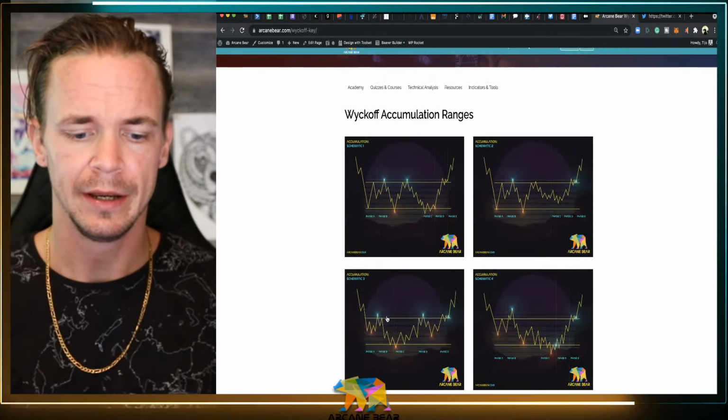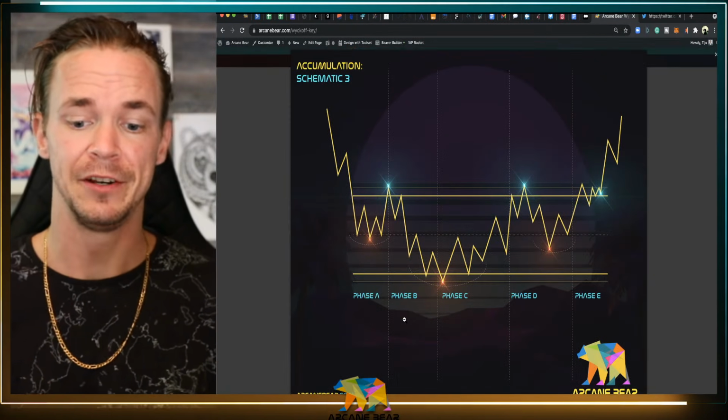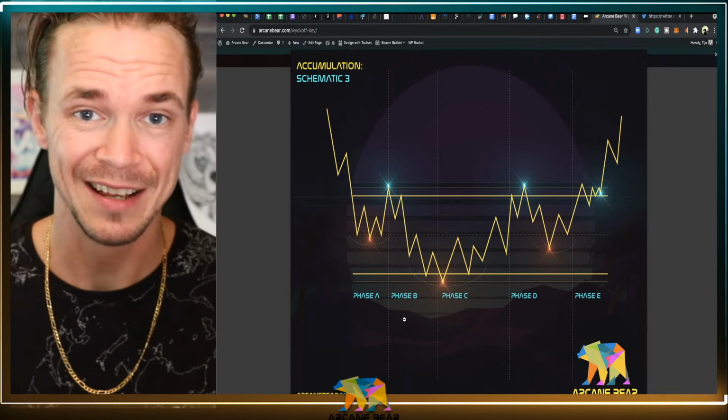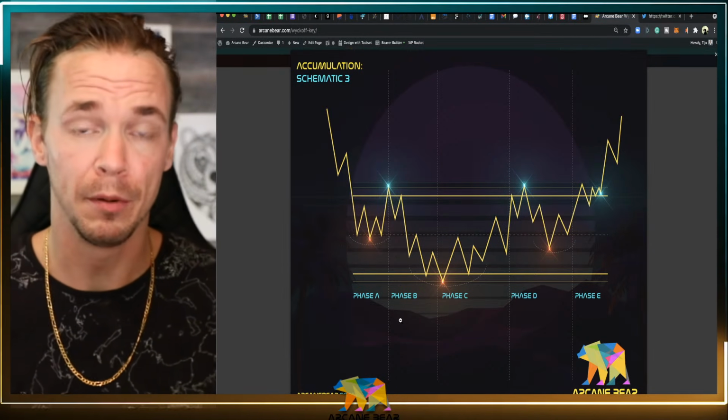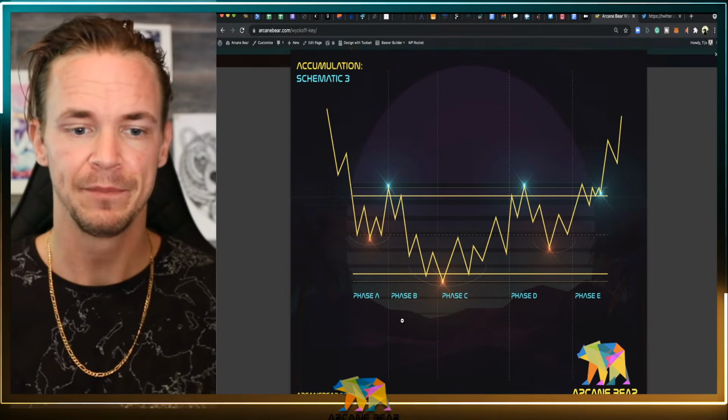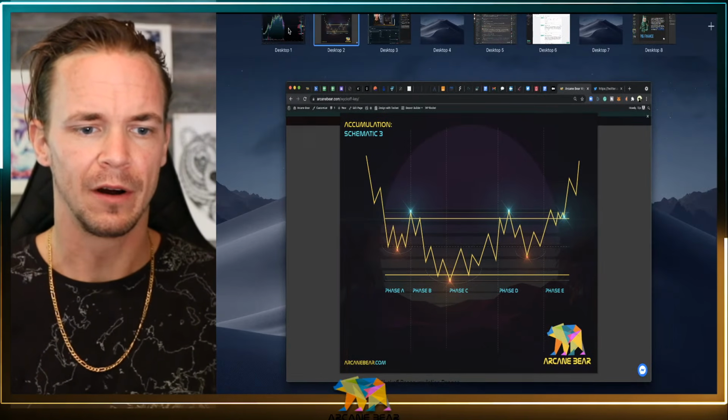So in reaccumulation schematic 3, you have here what is traditionally looked at as an inverse head and shoulders. Now these are all bullish accumulation schematics, right? So let's take a look at where we are on Bitcoin right now.